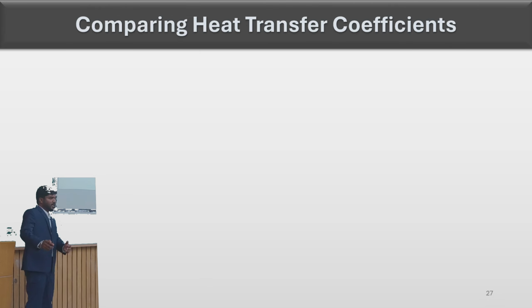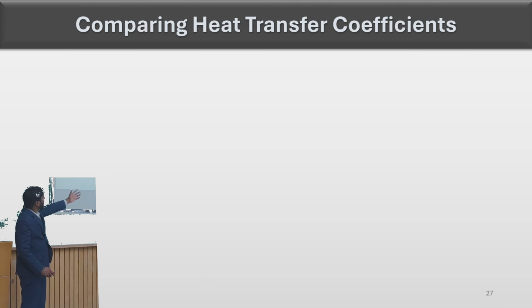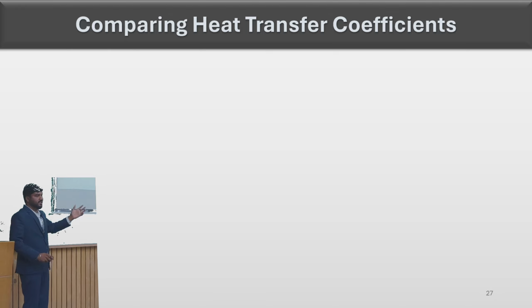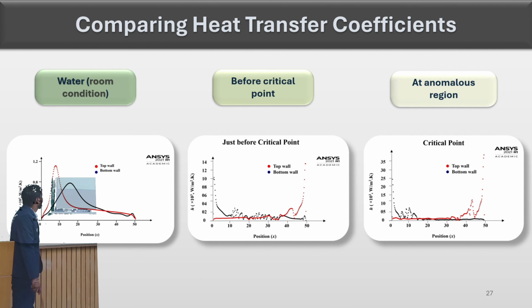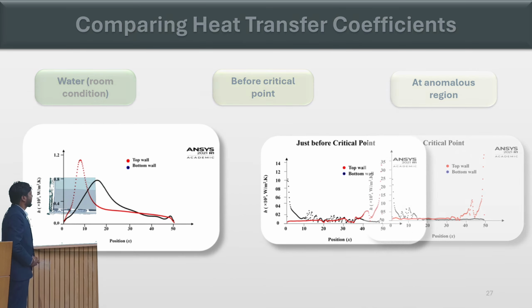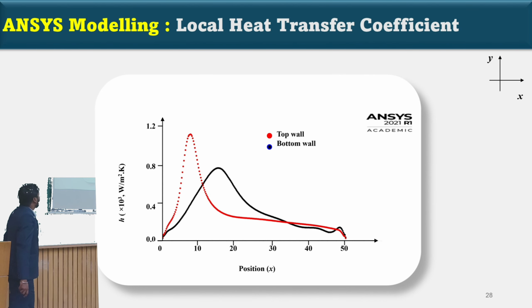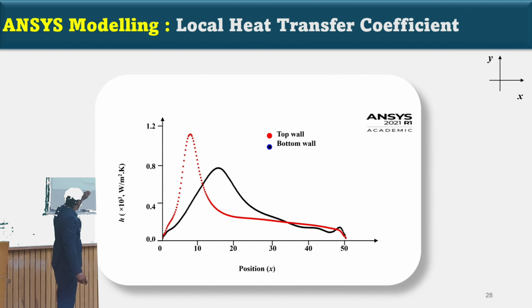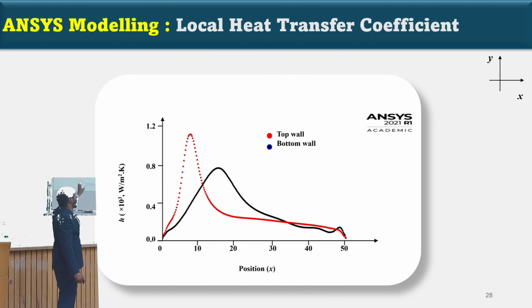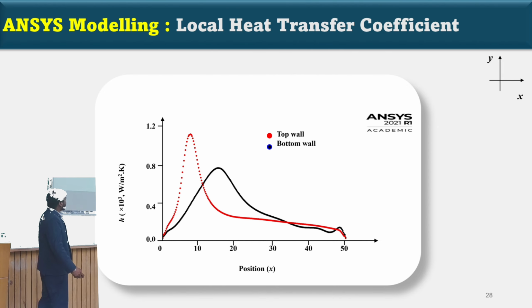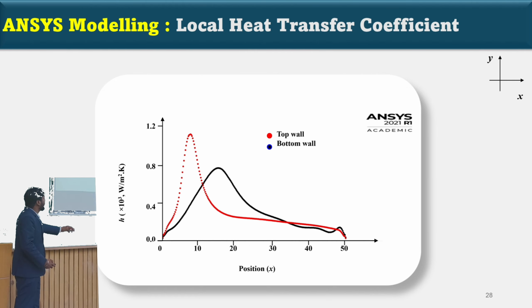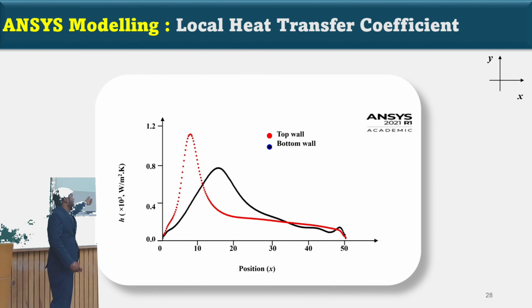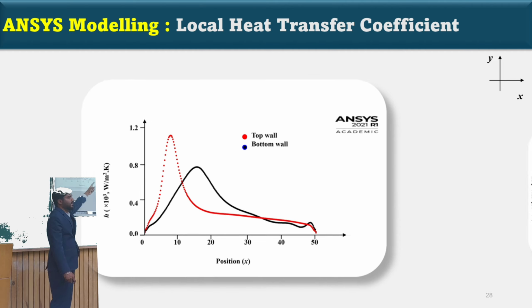Now we will move to the ANSYS modeling. I have compared the heat transfer coefficient in normal conditions, before the critical point, and after the critical point. As you can see, let us look at the normal conditions first. I have used water in the ANSYS modeling, and if you look at the heat transfer coefficient, the maximum one here is around 1200, right? So just before the critical point, it reaches 14,000, right? And at the critical point, it reaches 35,000.